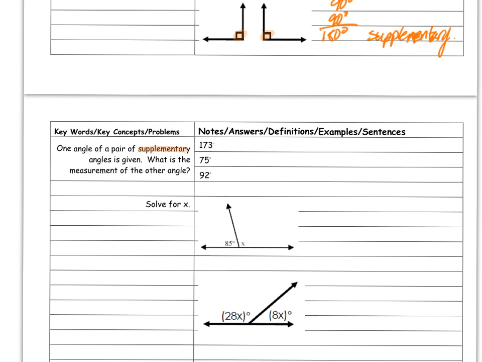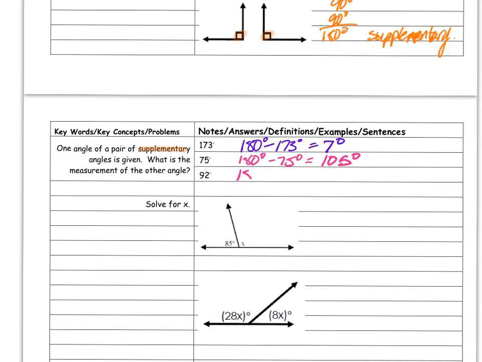So how do I find that out? It says it's supplementary, so it adds to be 180. I'm going to take 180 and subtract the angle they give me, 173. So 180 degrees minus 173 degrees equals 7 degrees. Same thing for the next one: 180 degrees minus 75 degrees should be 105 degrees, I believe. 180 minus 75 is, yep, 105 degrees.